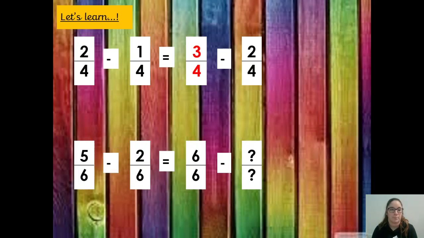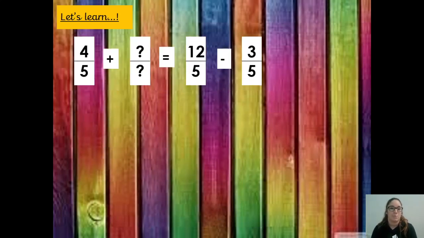Try this one. We've got 5/6. You're going to take away 2/6. The answer to that one is 3/6. And it's the same as 6/6 take away something. So if our answer on the left side is 3/6, what do we need to take away from 6/6 to get the same answer? It's of course 3/6. Okay.